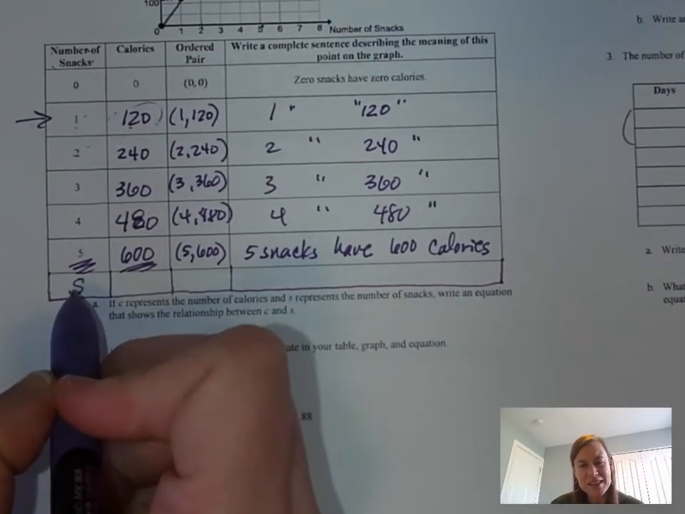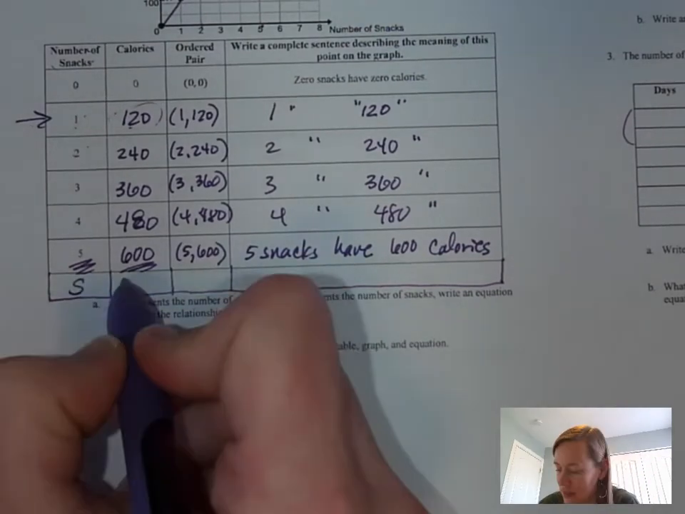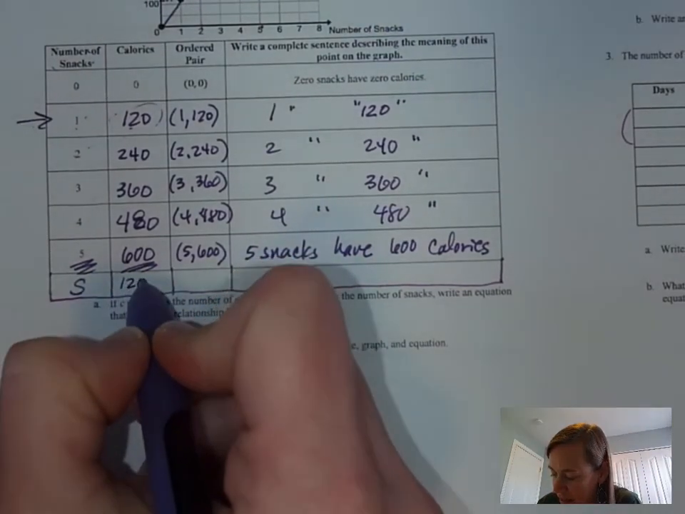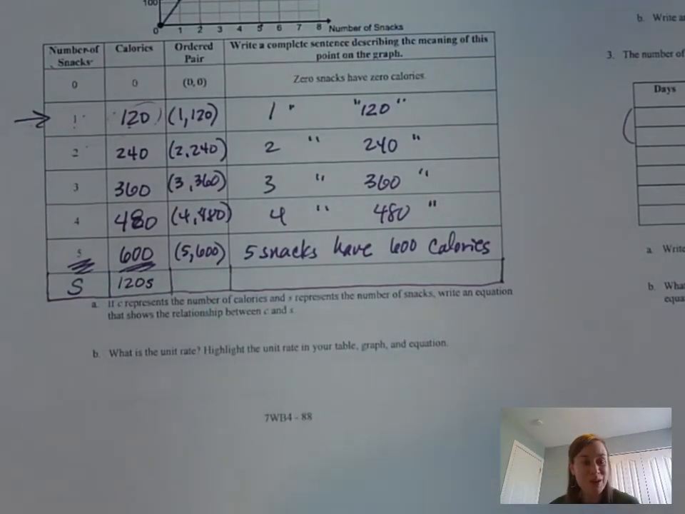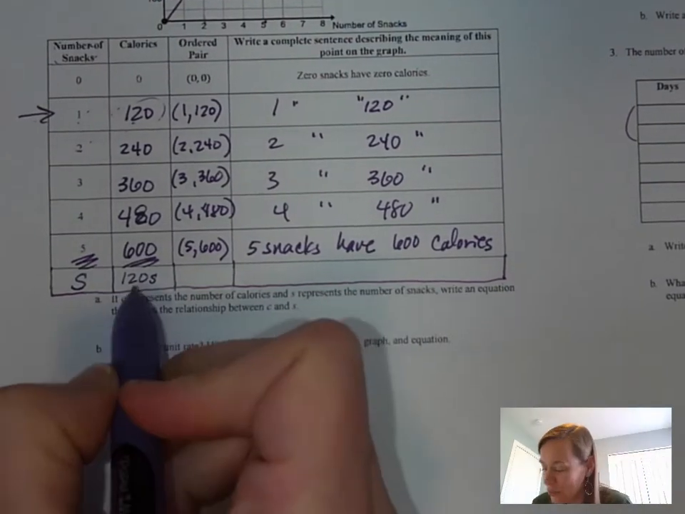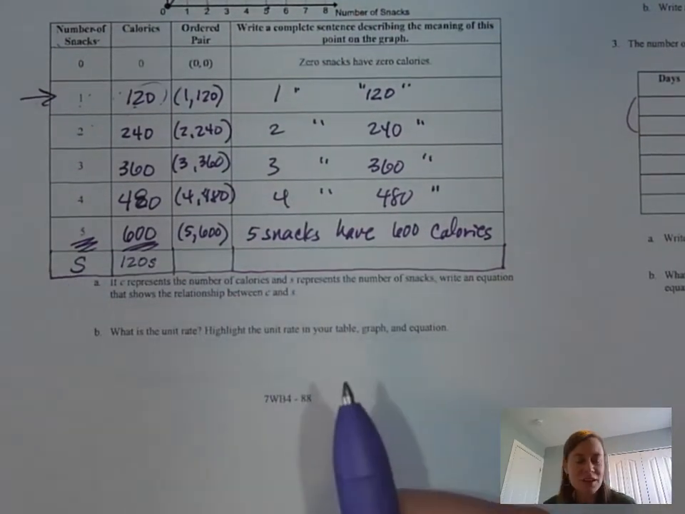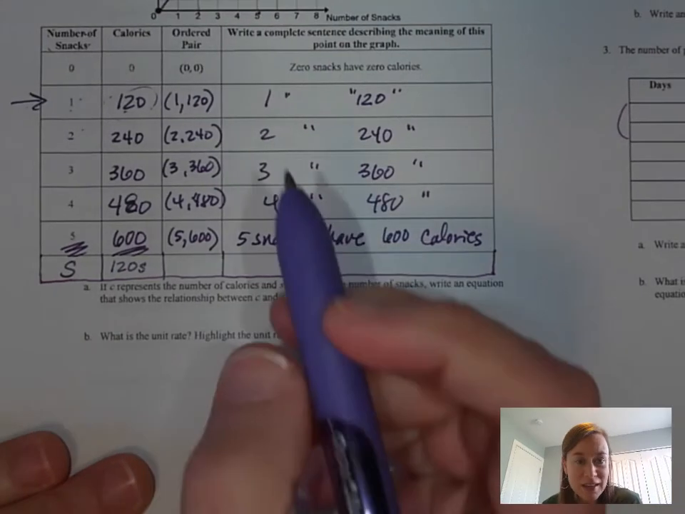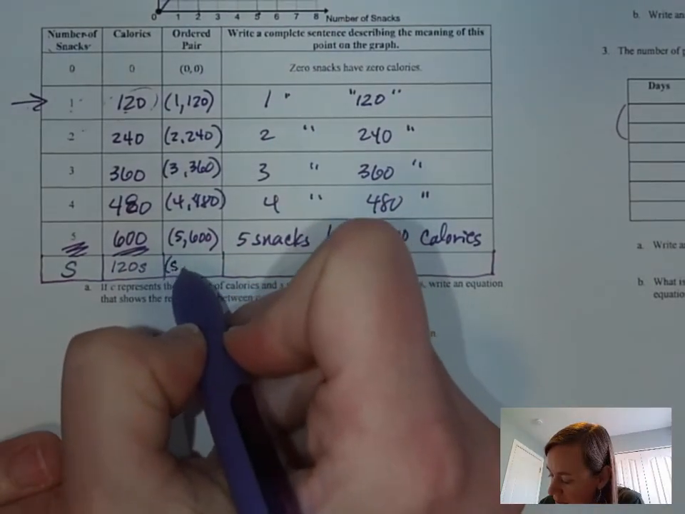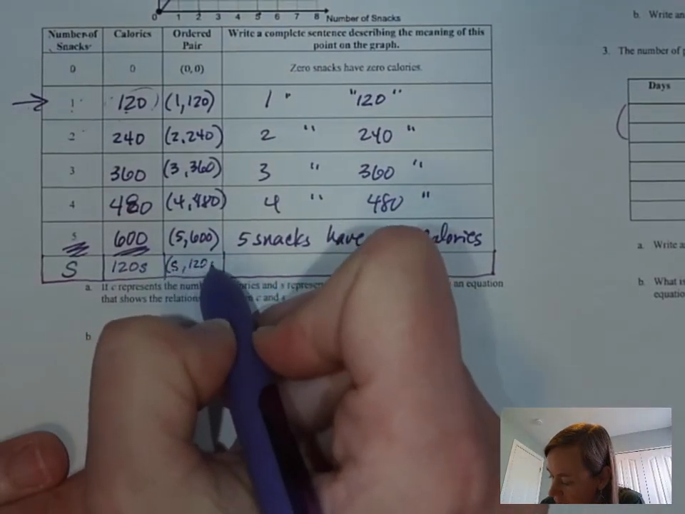We don't usually write S times 120. What we usually write is 120S, right? So that's what we're going to write. Okay? So now we've just defined the calories in terms of the snacks. And if we were going to write that as an ordered pair, it would be S, comma, 120S.